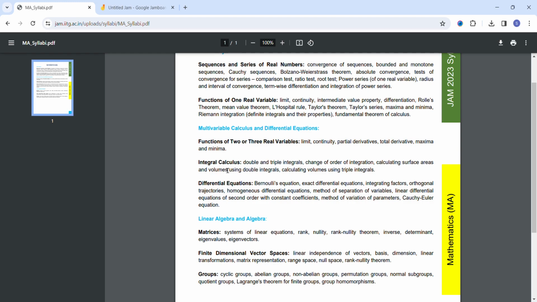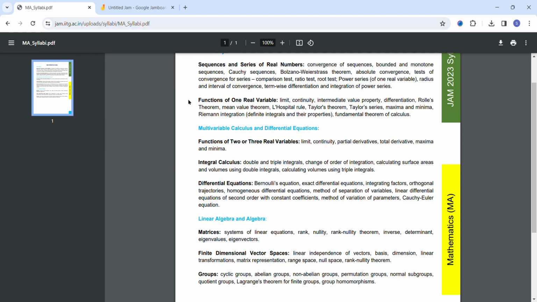Okay, that is called Jacobian. So that plays a crucial role. So you should know how to change the variable. Okay, not just changing the order, that is also important. Okay, now come to the part function of one variable.